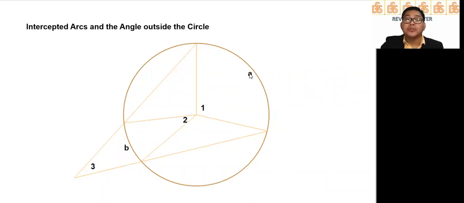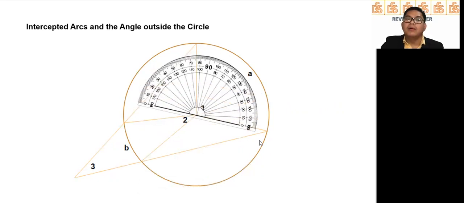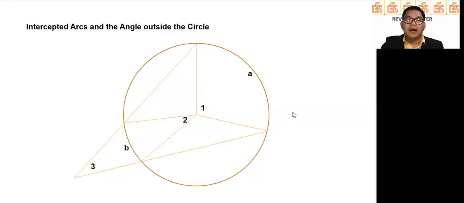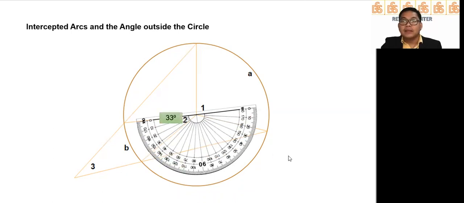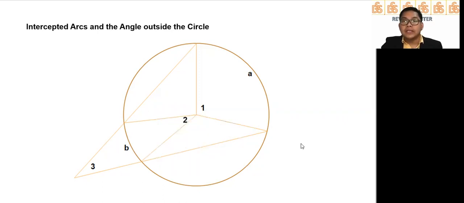First, let us identify the measurement of arc A. For us to be able to do that, we have to get the measurement of angle 1. In this case, angle 1, from here up to there, is between 100 and 110, almost 105. So that is 104 degrees. How about the next angle? We are looking for arc B, and to be able to do that, we have to measure angle 2. Angle 2 is, this is 0, 10, 20, 30. That is actually 33 degrees. That means arc B is also 33 degrees.